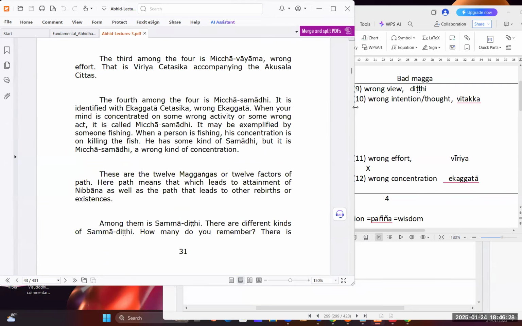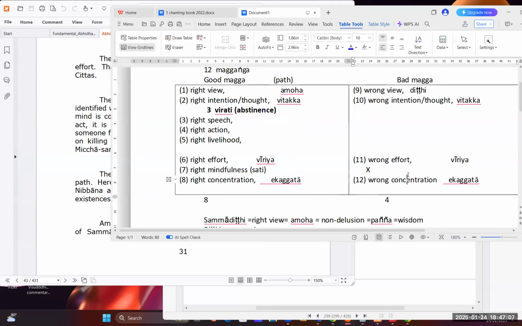Now, what is Miccha Samadhi? What is this wrong concentration? It's identified with the ekagata cetasika, wrong ekagata. When your mind is concentrated on some wrong activity or some wrong act, it is called Miccha Samadhi. It may be exemplified by someone fishing. When a person is fishing, his concentration is on killing the fish. He has some kind of samadhi, but it is miccha samadhi, a wrong kind of concentration. So even though it's a concentration, it's a wrong one, especially focused on killing, doing bad action. This is called wrong concentration. It is also ekagata, one-pointedness.